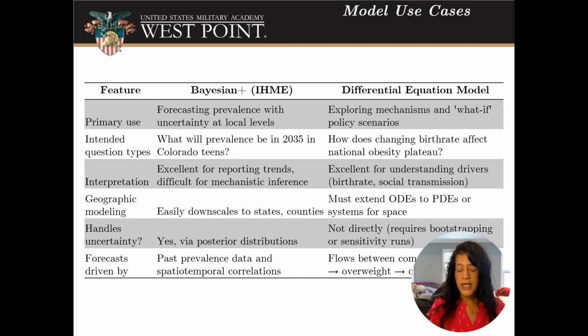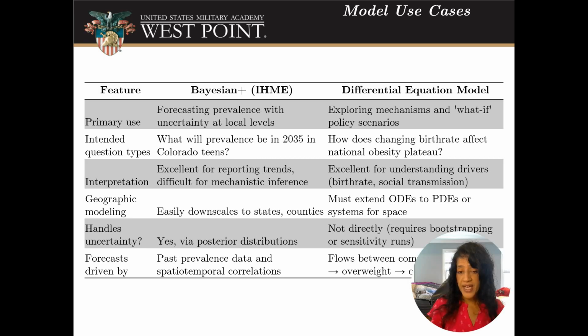There are use cases. The primary use case for the Bayesian model is forecasting with uncertainty at local levels. The differential equation model, on the other hand, is for exploring mechanisms and what-if policy scenarios. So I can toggle one and see the effect on all the other predictions. The questions for those use cases are quite different. What will the prevalence be in 2035 in Colorado teens is a question you could ask of the Bayesian model. On the other hand, for the differential equation model, the question is, how does changing the birth rate affect the national obesity plateau?